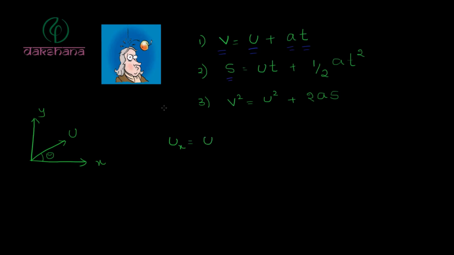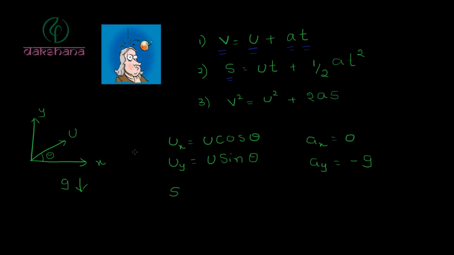So we know that u in x is given by u cos theta, and u in y is given by u sin theta, and we know that g acts only downwards. If we are considering positive notation for the upwards, so g will be negative. Therefore ax is 0 as there is no force in horizontal direction. Ay is equal to minus g, negative because it's acting downwards.